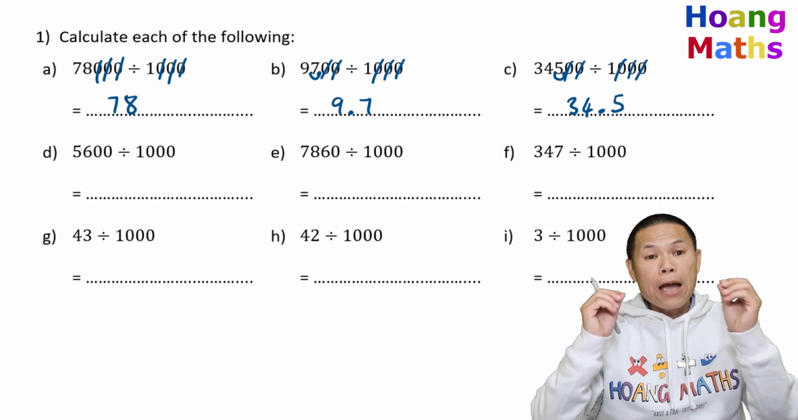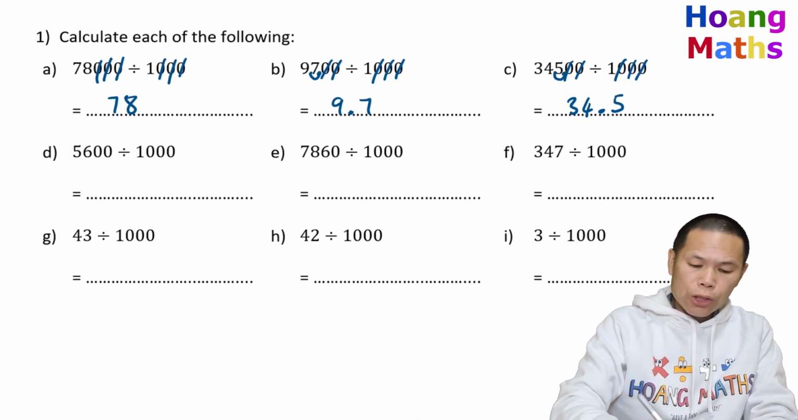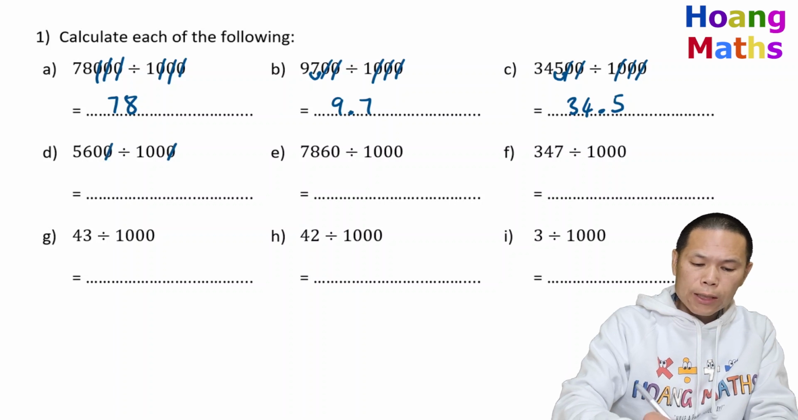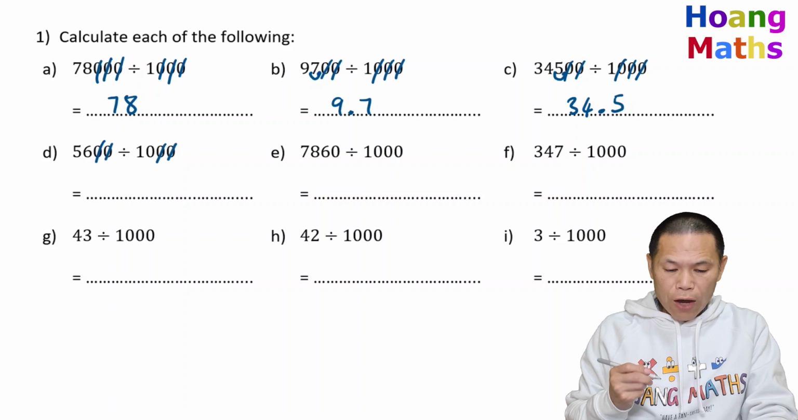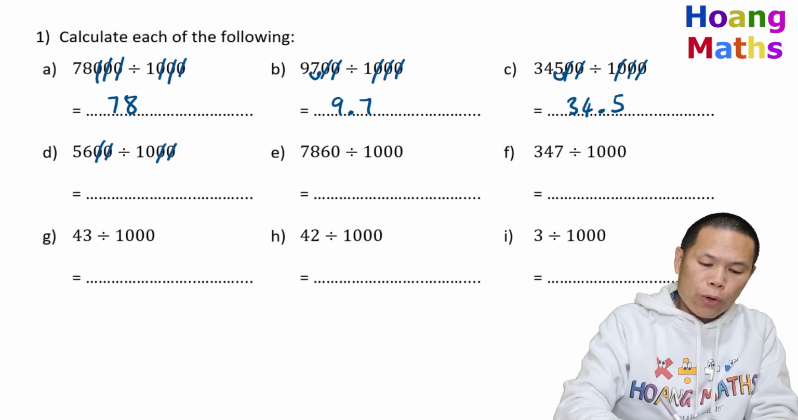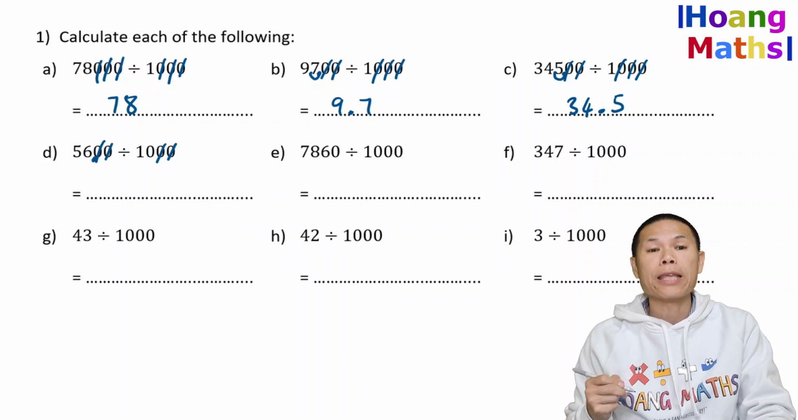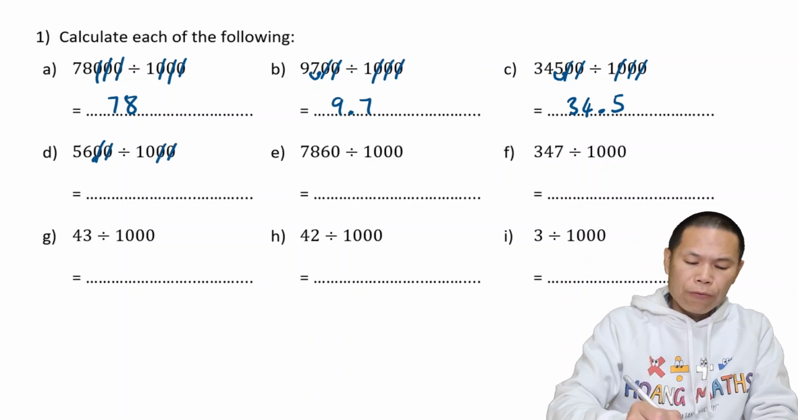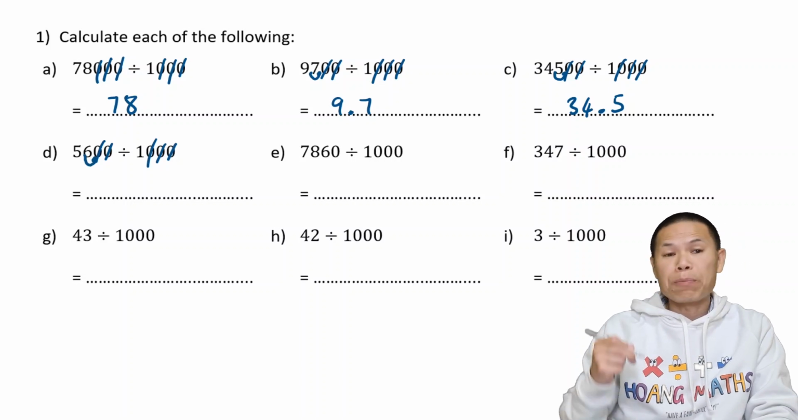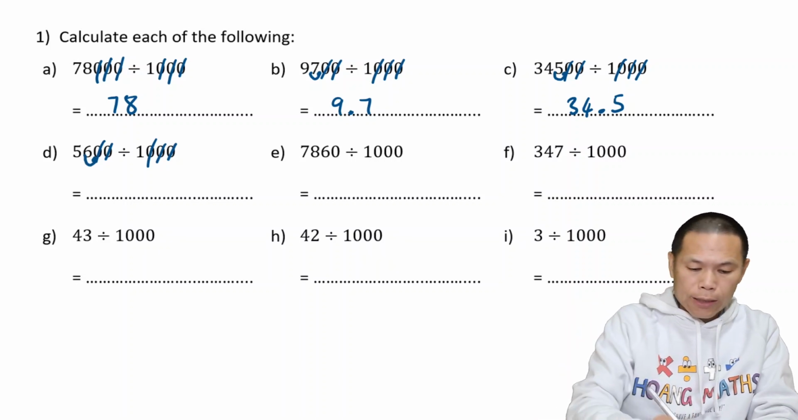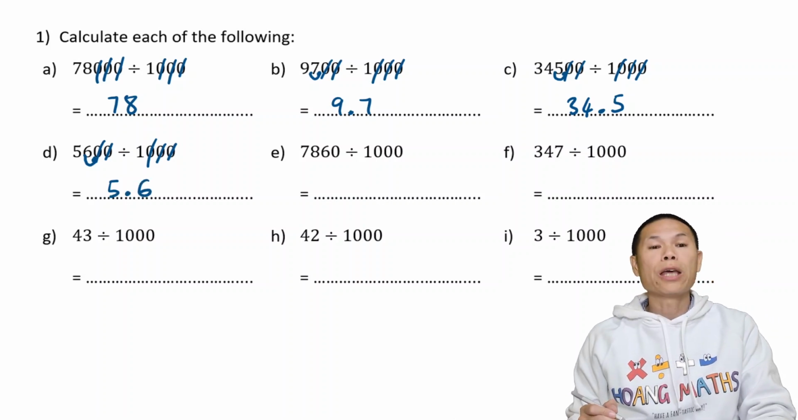Part D, 5,600 divided by 1,000. So this 0 here, we cancel with this. And this 0 cancel with this. So 56 divided by 10. So the decimal point is right at the back of the 6. So we divide by 10. This means that the answer should be less than 56. So we cancel this. We move 1 to the left. That becomes 5.6. So there you go.